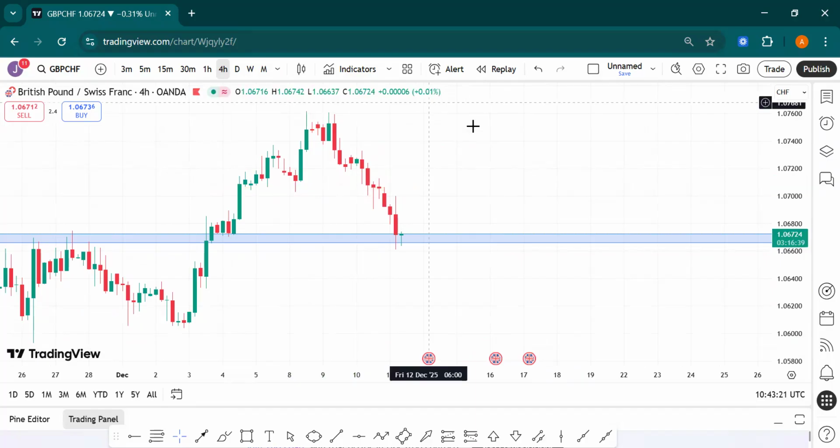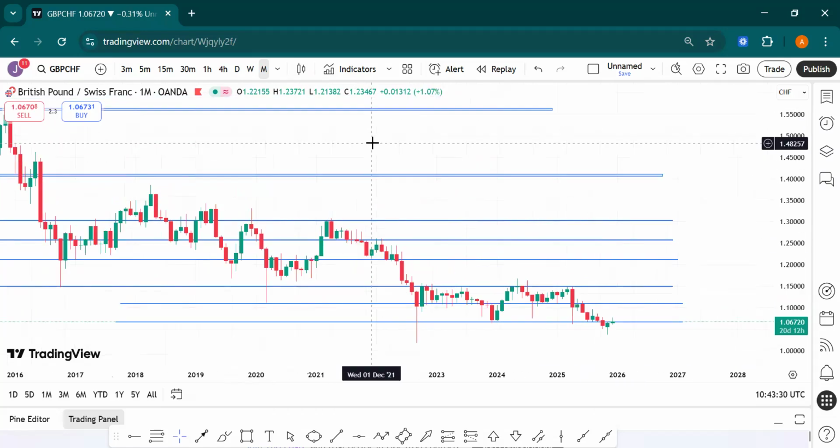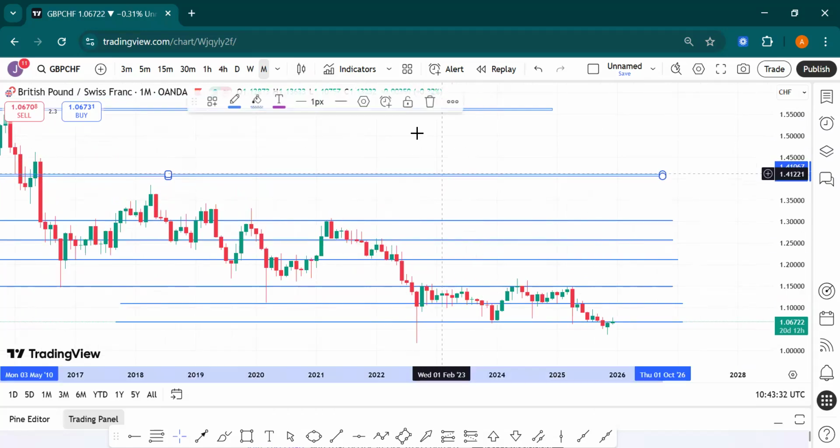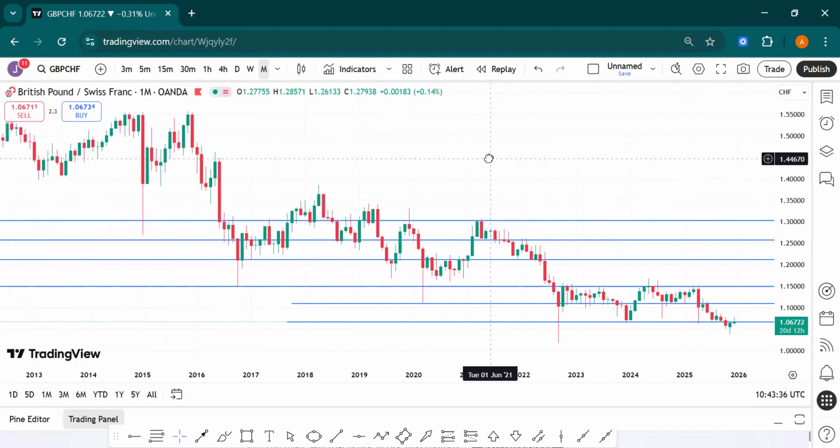For those that have been following my channel, you know that I do my top-down analysis using a pure price action trading strategy, and I like doing this by starting from the higher time frame. Now, I'm currently on the monthly time frame, and what I try to achieve here is my directional bias.